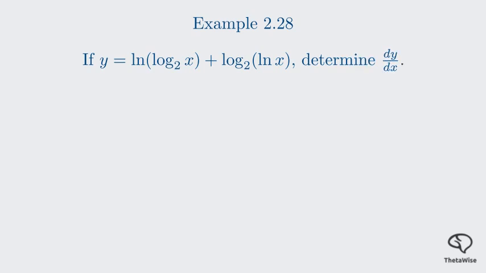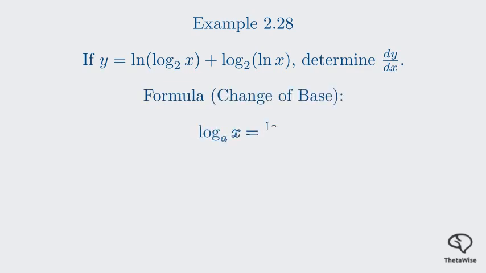Before we differentiate, we need to handle the log base 2 terms. We do this using the change of base formula for logarithms. This formula states that the logarithm of x to a base a can be written as the natural logarithm of x divided by the natural logarithm of a. Let's apply this to the two terms in our expression for y. The first term becomes ln x divided by ln 2. The second term becomes ln ln x divided by ln 2. Notice that ln 2 is a constant.